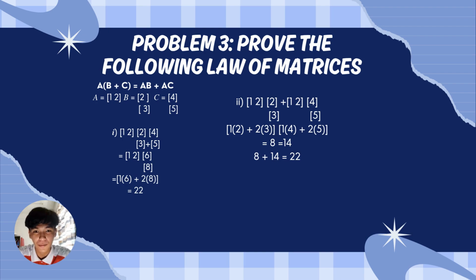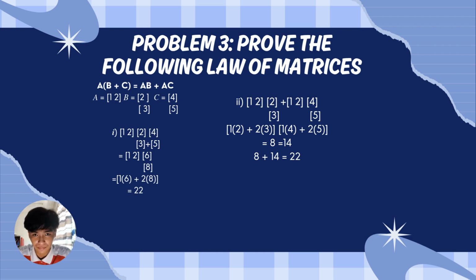The objective is to demonstrate the distributive property of matrix multiplication over matrix addition, that is A(B plus C) equals AB plus AC. A is the 1, 2 matrix, B is the 2, 3 matrix, and C is the 4, 5 matrix.